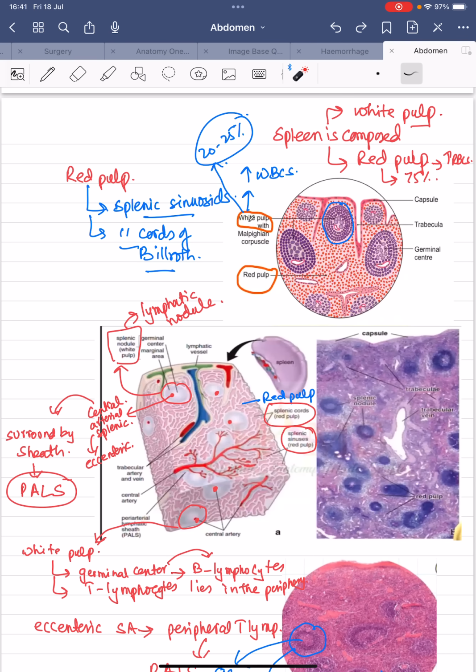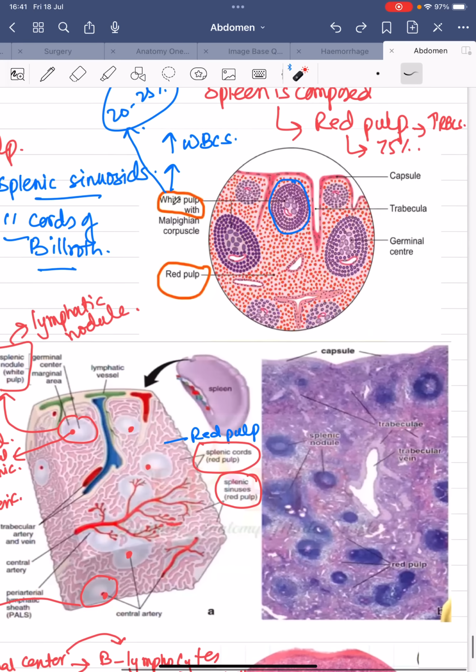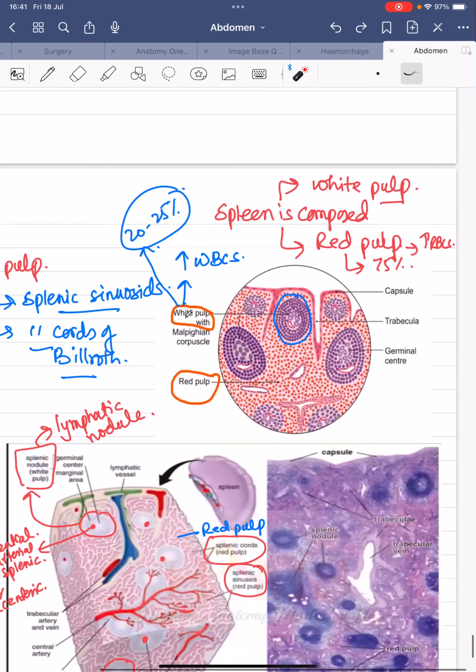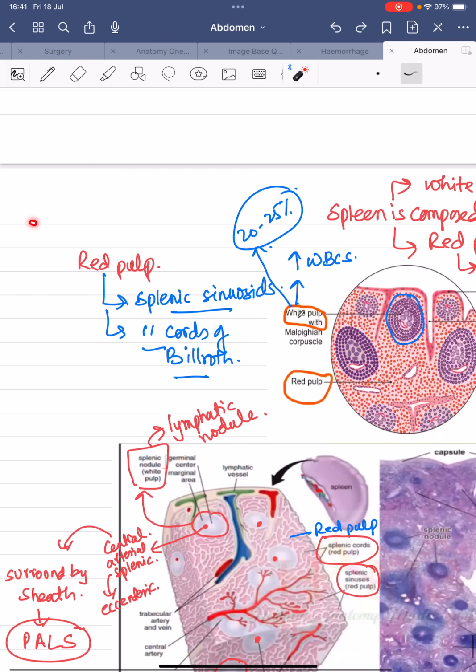Okay. Now some other points in relation to the spleen. Histologically, what you must remember is that it does not contain a cortex, and it does not contain a medulla. No cortex, no medulla.